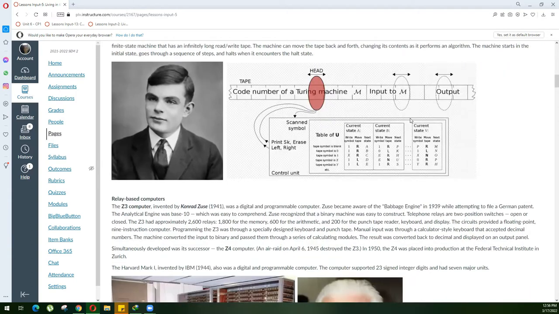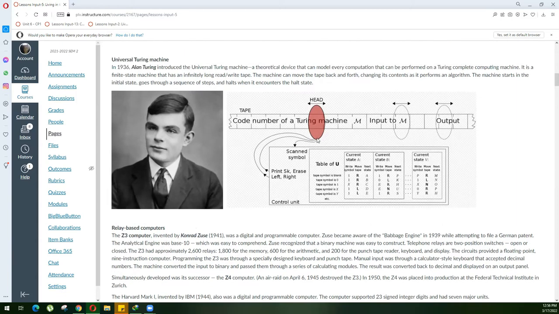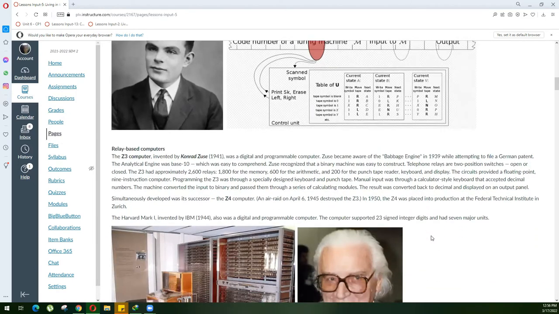So this is a sample diagram of what's happening in a Turing machine. As you notice, there is a symbol and the input. We have the tape here, as well as the output.